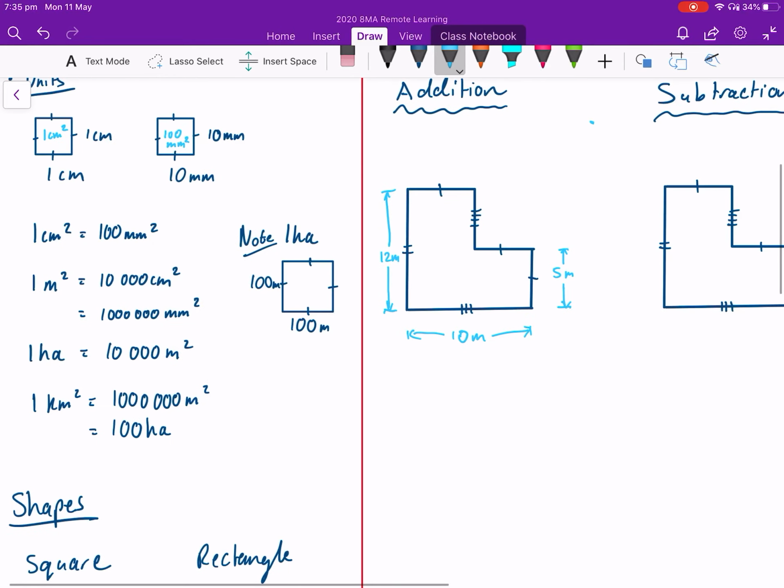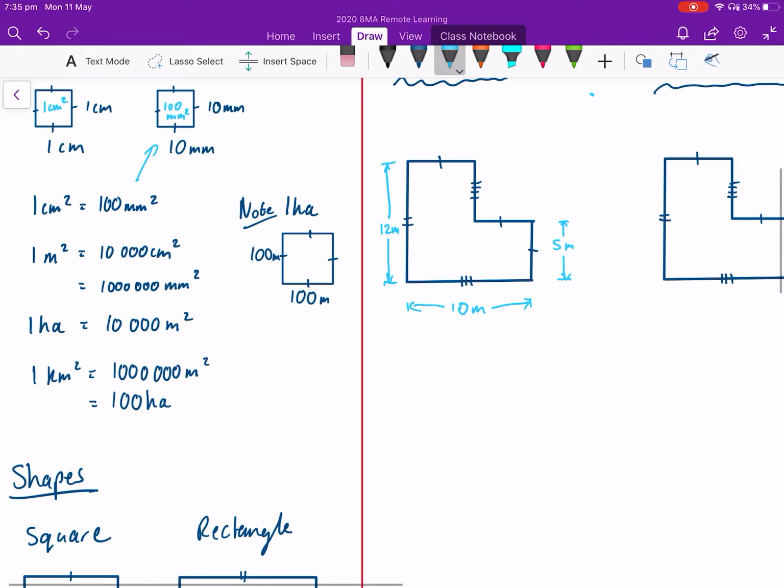Now here I've just written down a few of the common measurements that we could be using, or the conversions. So 1 centimeter squared would equal 100 millimeters squared, and you can actually find that from what we did before. If you're ever unsure about these things, you should just draw the square, draw the measurements on the sides and do the calculation.